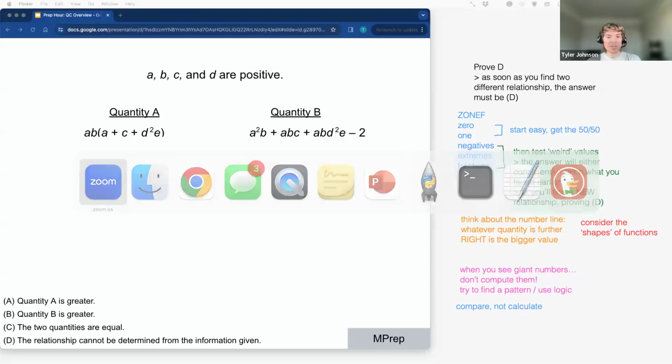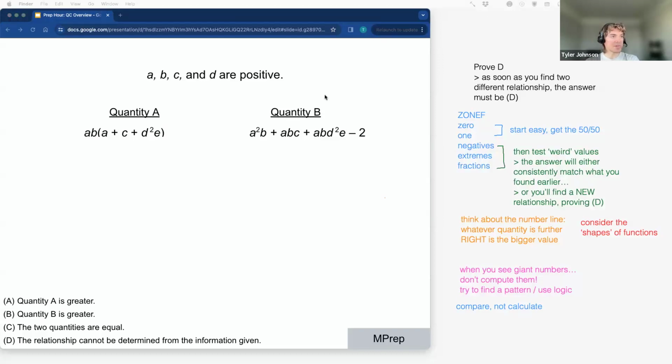The most common mistake I see for something like this is people will see these variables A, B, C, and D, and then try and pick numbers for quantity A and quantity B. But that's going to create a whole big mess of algebra. There's an easier way to approach things here.